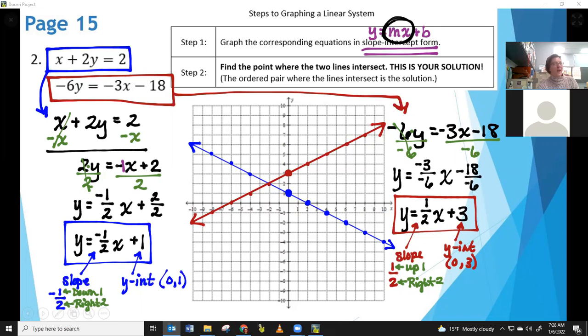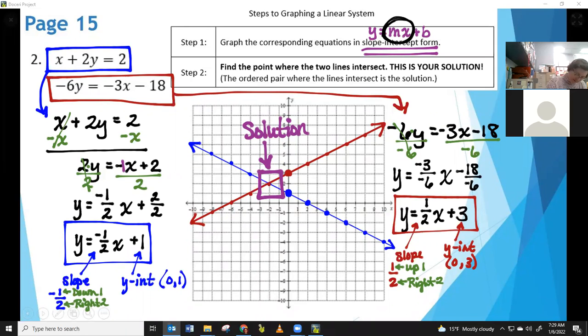What do I want to see on the graph? And I will know that right there is the solution to this system, where they intersect. Absolutely. So right here, this is the solution. What is that ordered pair?